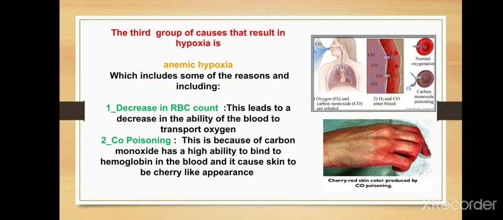The third group of causes that result in hypoxia is anemic hypoxia, which includes some reasons, including number 1, decrease in RBC count. This leads to a decrease in the ability of the blood to transport oxygen. Number 2, carbon monoxide poisoning. This is because carbon monoxide has a high ability to bond to hemoglobin in the blood, and it causes the skin to take a cherry-like appearance.